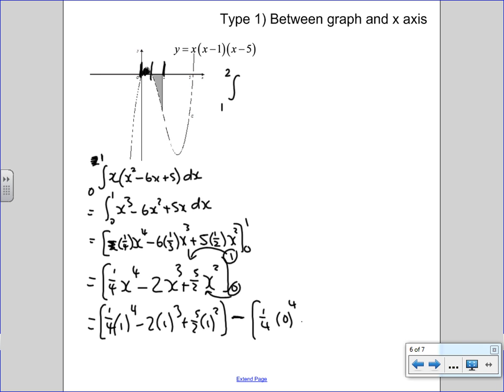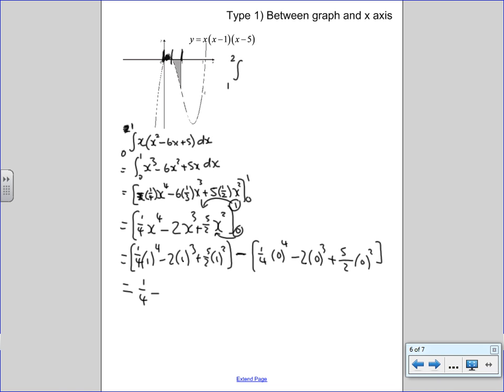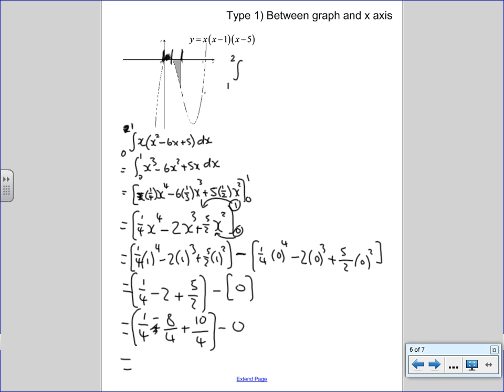1/4 0 to the 4 minus 2 lots of 0 cubed, add 5 over 2, 0 squared equals 1/4 minus 2, add 5 over 2, minus nothing, which is something. Well, 1/4 add minus 8 quarters, add 10 quarters, minus nothing, which is 3/4. Is that what the calculator said?